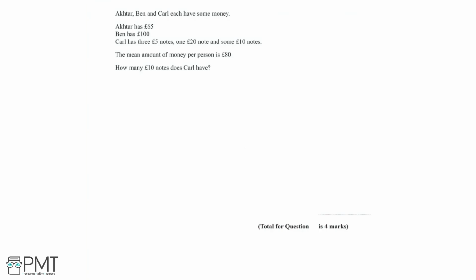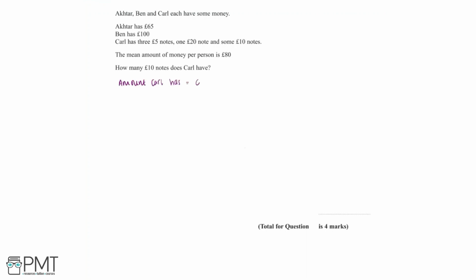In this question, we're told that Akhtar, Ben and Carl each have some money. Akhtar has £65, Ben has £100, and Carl has 3 £5 notes, 1 £20 note, and some £10 notes. The mean amount of money per person is £80, and we need to use this information to work out how many £10 notes Carl has. Now let's say that the amount of money that Carl has is equal to C.